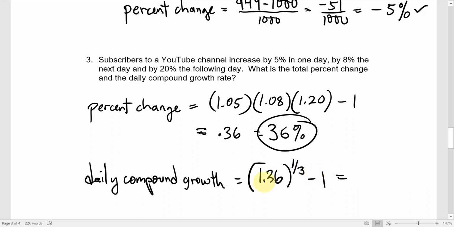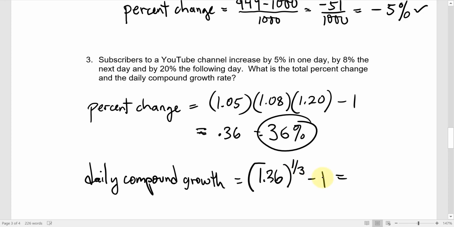You could imagine, let's say that you had started with 100 subscribers, right? And then you'd have 136 after 3 days. And then if you divide by 100, the original amount, you'd be right back to this 1.36, right? So I'm skipping all that work and just saying all you need is to multiply those factors together, then the 1 over n, where n is the number of equal periods, minus 1 part of the formula.